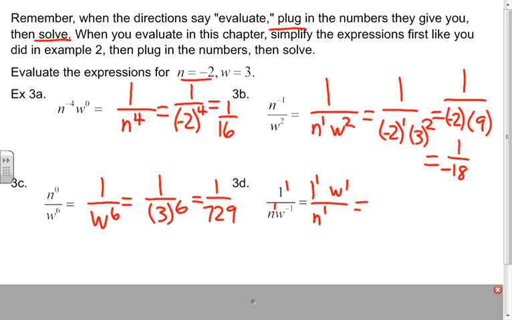Now, plug in my numbers. 1 to the first power is 1. W is 3. So I have 3 to the first power. N is negative 2. So it's negative 2 to the first power. More math. 3 to the first power is just 3. 3 times 1 gives me a 3 on the top. Negative 2 to the first power is negative 2. So my answer is negative 3/2.